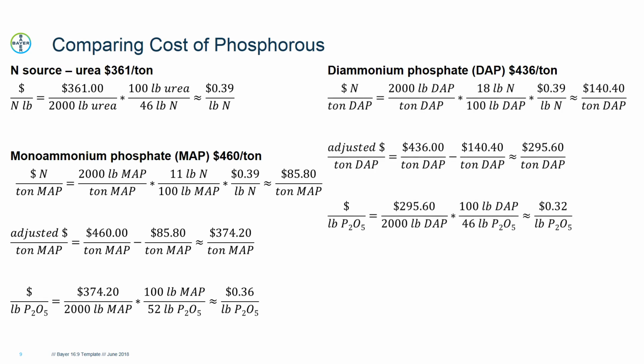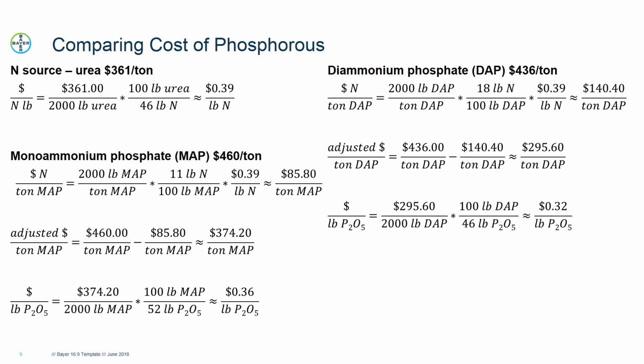Likewise, the same process applies to diammonium phosphate at $436 per ton. We need to calculate the total pounds of nitrogen per ton of diammonium phosphate and account for the value of nitrogen at $140.40 per ton of diammonium phosphate. We deduct the $140.40 from $436 to arrive at an adjusted price of $295.60 per ton of diammonium phosphate.